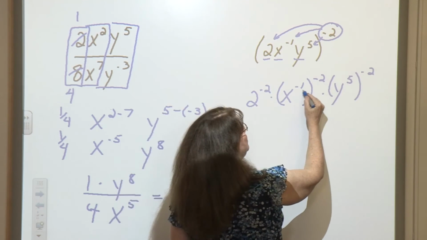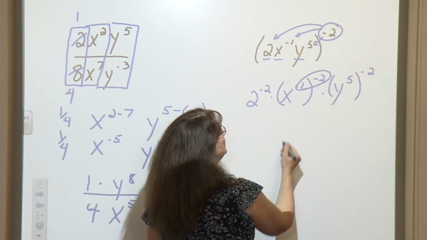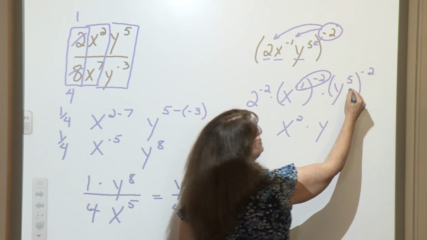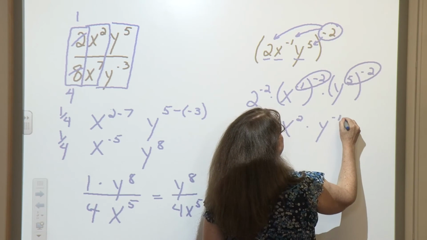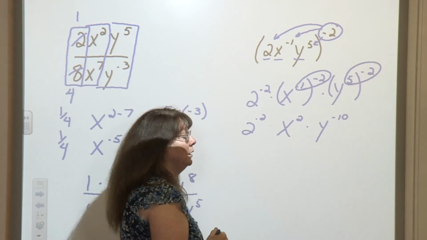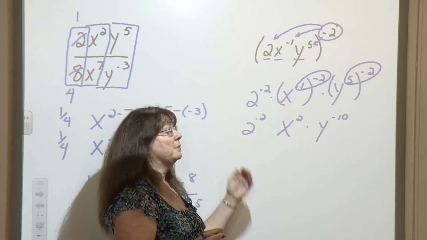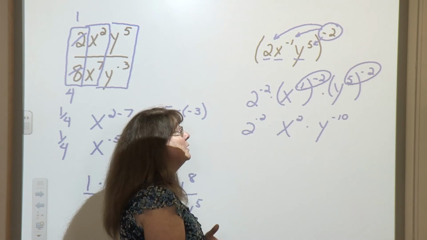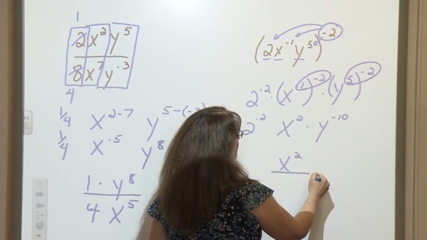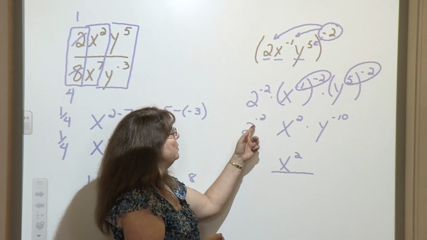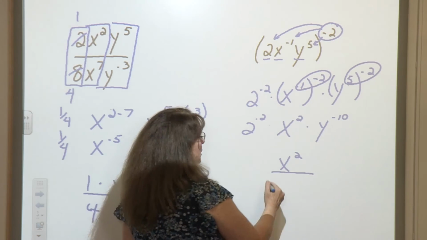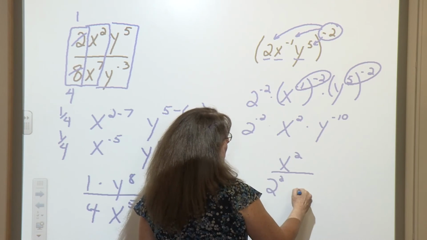Again, I've got a power to a power, so I'm going to multiply these together. So that'll give me x squared. And for my y's, negative 10. And 2 to the negative 2 power. Now, some of these are positive exponents, and some of them are negative exponents. The positive exponents I'm going to leave in the top. That's my x squared in the numerator. And anything that has a negative exponent, I'm going to move down to the denominator to make it positive for my exponent. So I'll have a 2 squared and a y to the 10th.